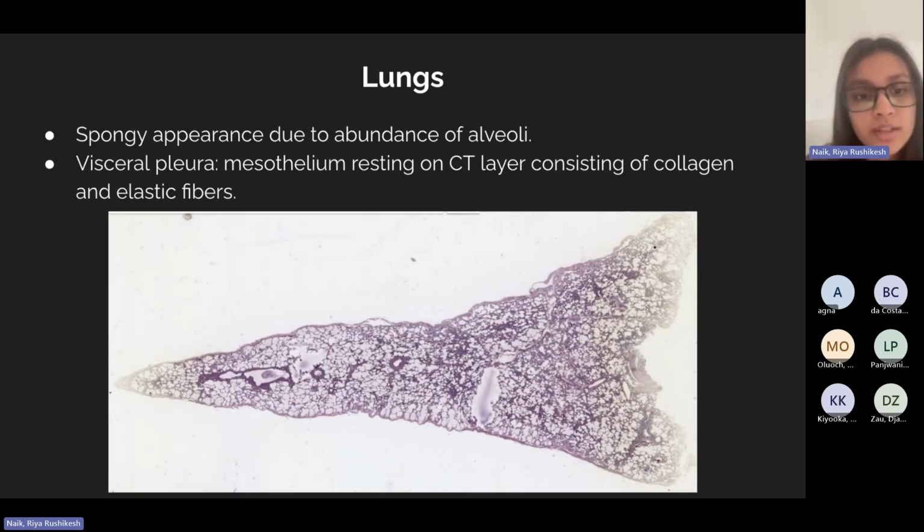From anatomy we know that, and the one which is directly in contact with the lung is going to be the visceral pleura. So all the structure over here which you can see is going to be the mesothelium of the visceral pleura, and this visceral pleura is lying on a connective tissue layer which is made up of collagen and elastic fibers. Does anyone have any questions?